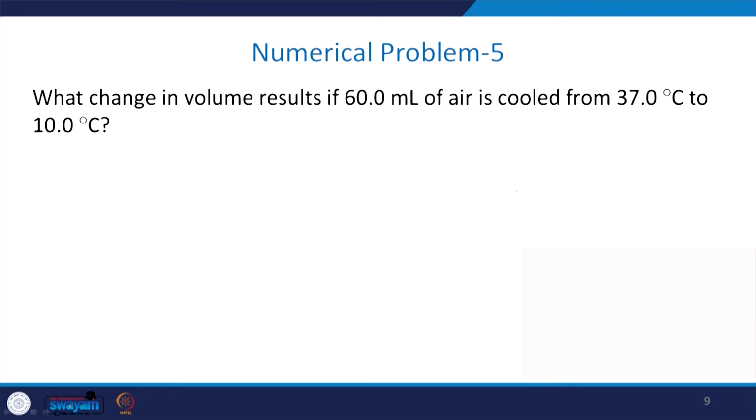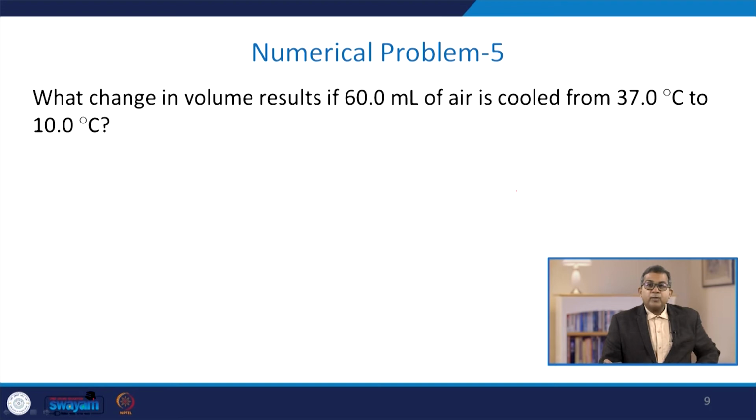Now let us take up another problem, that is problem number 5. Here you need to find out what change in the volume results if 60 ml of air is cooled from 37 degrees Celsius to 10 degrees Celsius. Now let us discuss the solution.